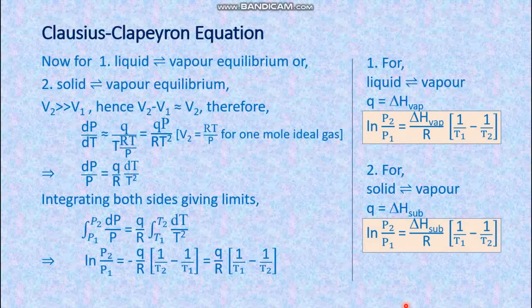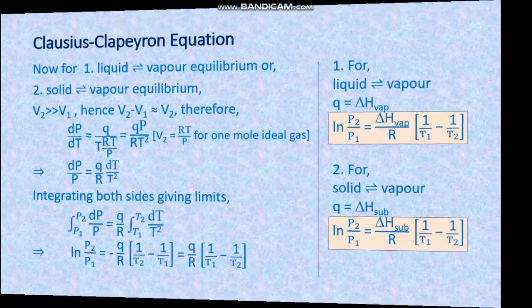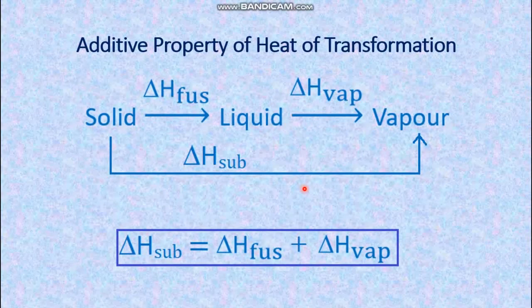Another thing we have to utilize in deriving elevation of boiling point and depression of freezing point, particularly for depression of freezing point, is this relationship, because delta H is an additive property according to the second law of thermochemistry, that means Hess's law. Solid to liquid, delta H of fusion; liquid to vapor, delta H of vaporization. So direct from solid to vapor, it is delta H of sublimation, and according to Hess's law, delta H of sublimation equals delta H of fusion plus delta H of vaporization. So this equation would also be utilized.